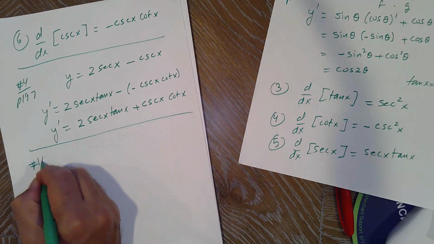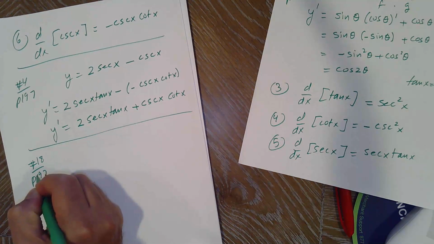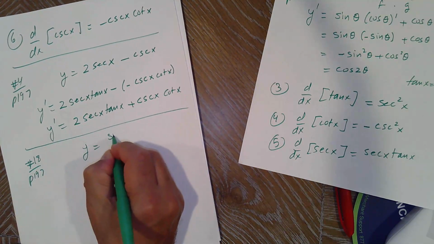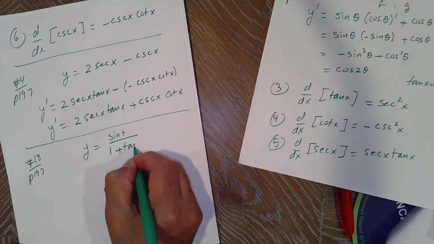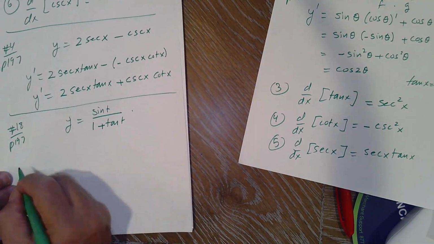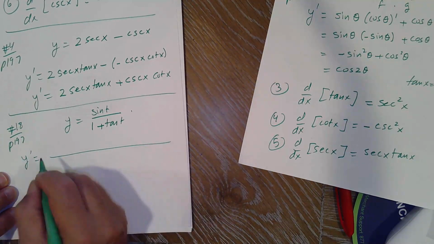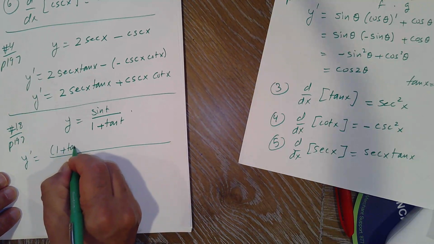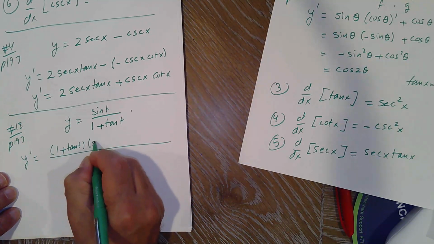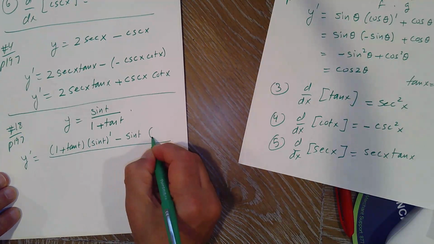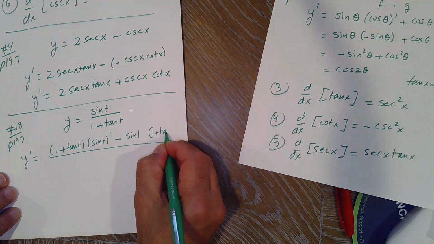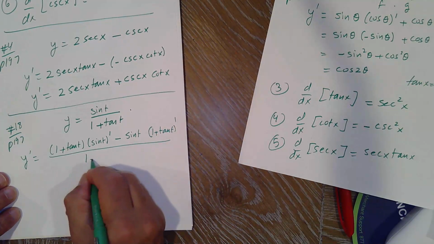18 from page 197. Now we have to use the quotient rule because this is sine t over 1 plus tangent t. So the derivative would be, we fix the bottom, times the derivative of the top, minus the top times the derivative of the bottom, over the bottom squared.